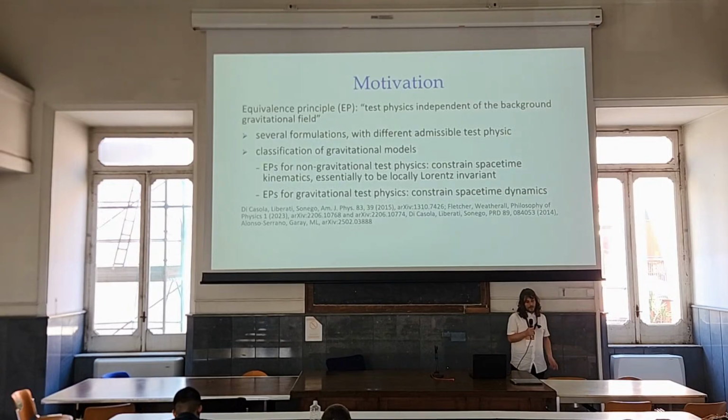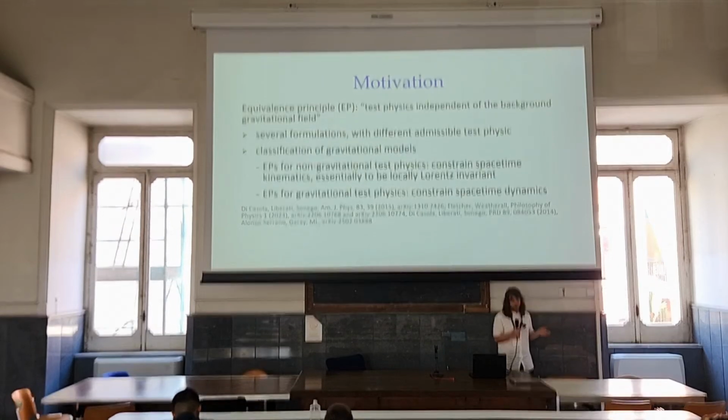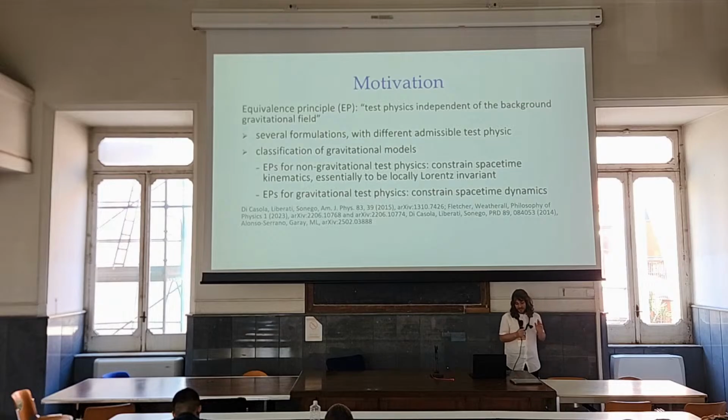Basically, there is one main difference in how different equivalence principles go about it. There are the equivalence principles for which the test physics is just non-gravitational phenomena, electromagnetic radiation, moving of particles along force-free trajectories, and so on. In this case, these equivalence principles constrain the kinematics of the space-time in your theory of gravity, essentially constraining it to being locally Lorentz invariant.